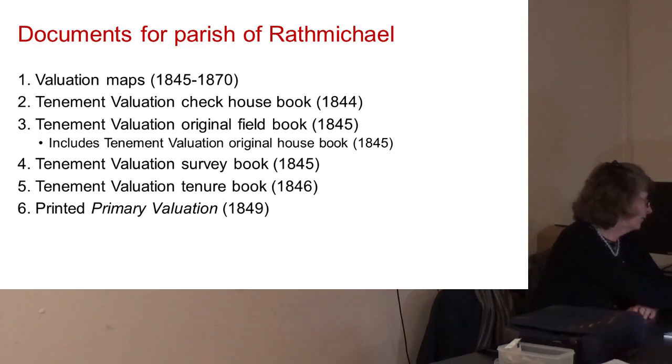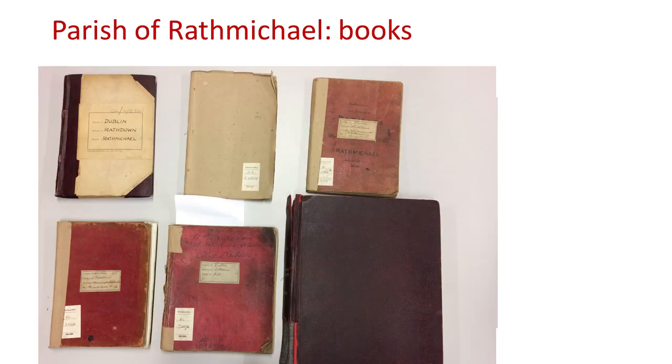And in the documents for the parish of Rathmichael, you have maps, you have a check house book from 1844, you have an original field book from 1845, an original house book from 1845, a survey book, a tenure book, and the printed valuation. And this is what the books look like. And the large one on the bottom right is the printed primary valuation, Griffith's valuation.